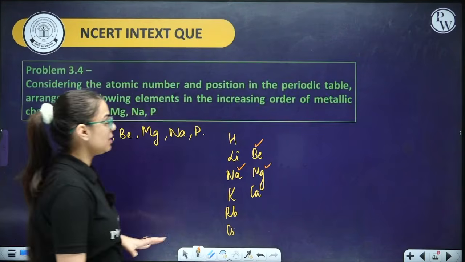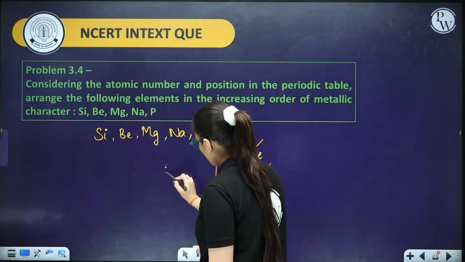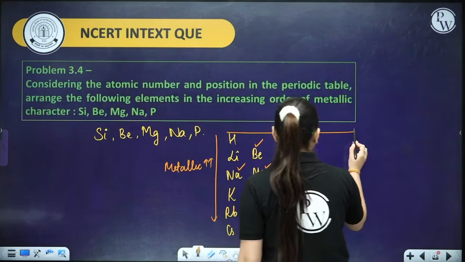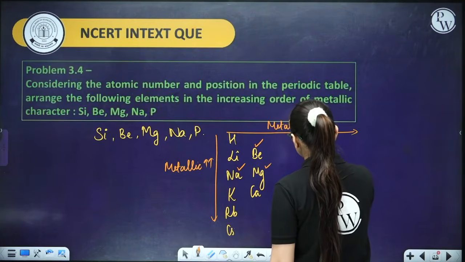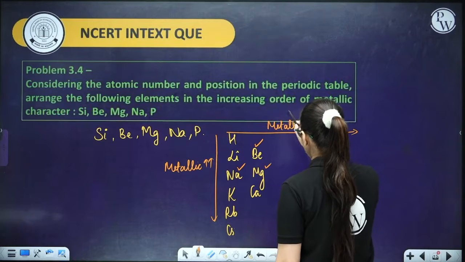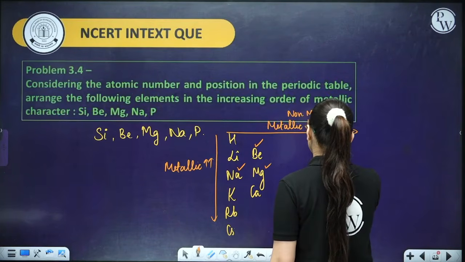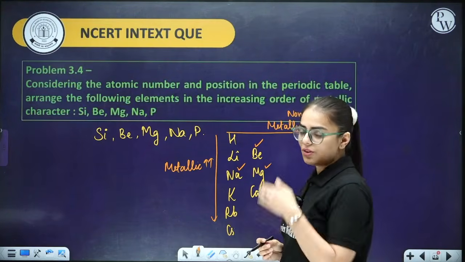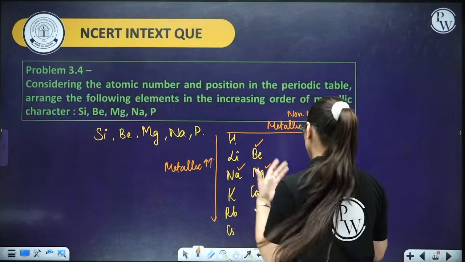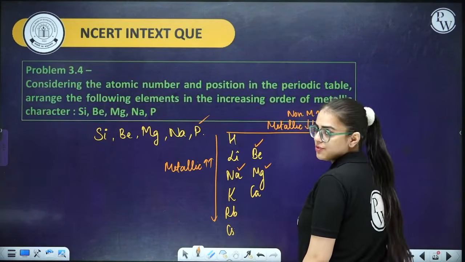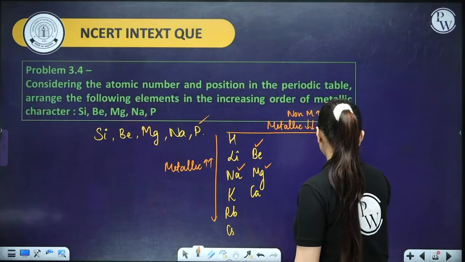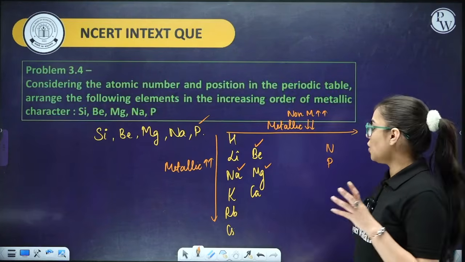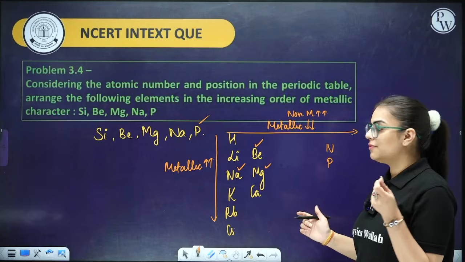See, very simple thing: when I'm moving from top to bottom, metallic character will increase. And when I'm moving across a period, metallic character decreases and non-metallic character increases. Okay, let us talk about phosphorus and silicon over here. So phosphorus belongs to which family? Nitrogen family. Nitrogen, phosphorus. And if I talk about oxygen over here, oxygen, then we have silicon.